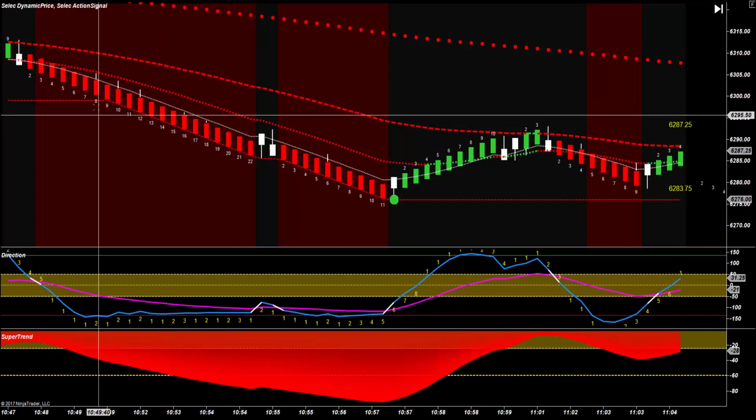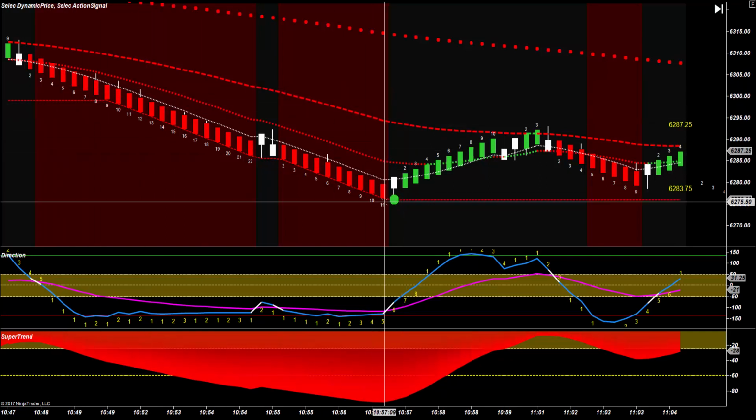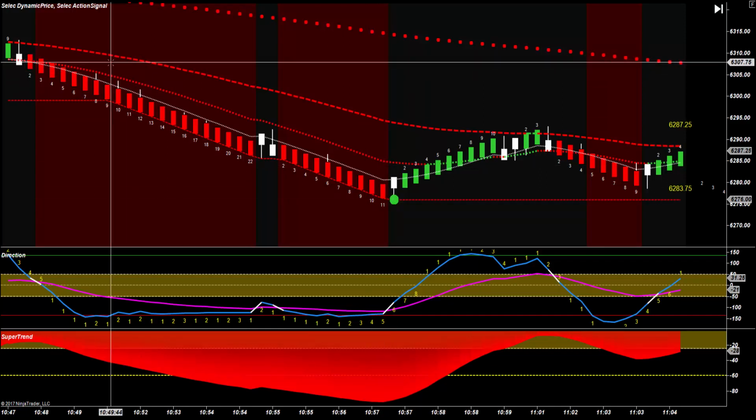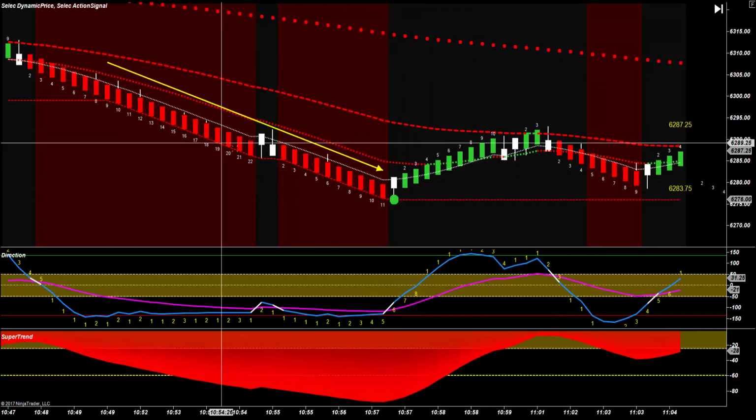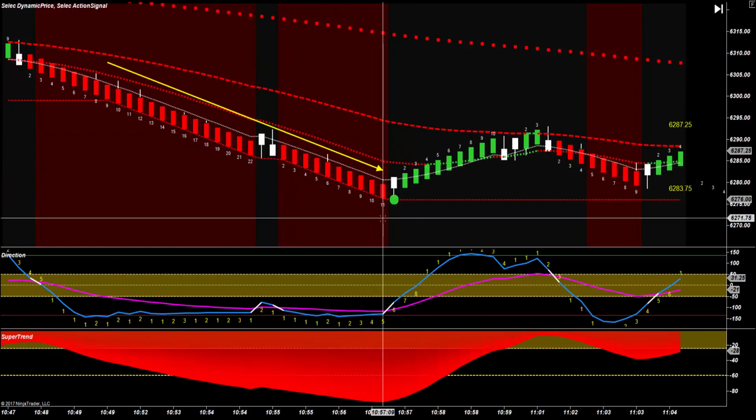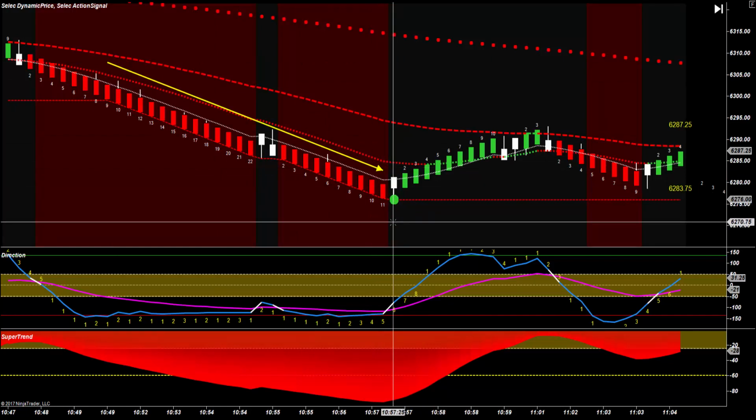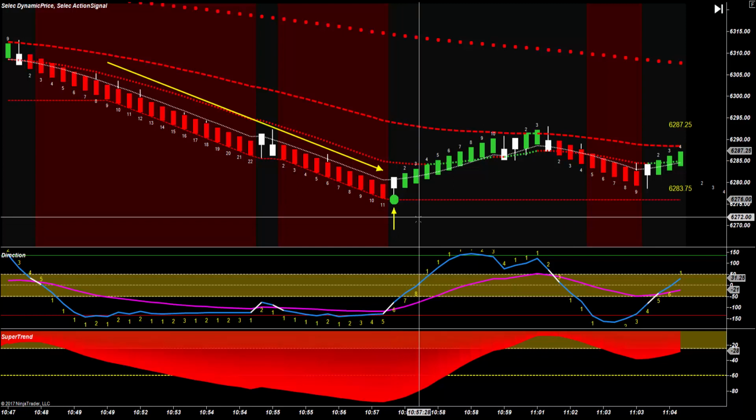So these will often come after a long trend in one direction or the other. First, we're going to look at a long reversal. So here you can see we have a pretty long short trend. And then eventually we're going to get to a point where the market reverses right here.